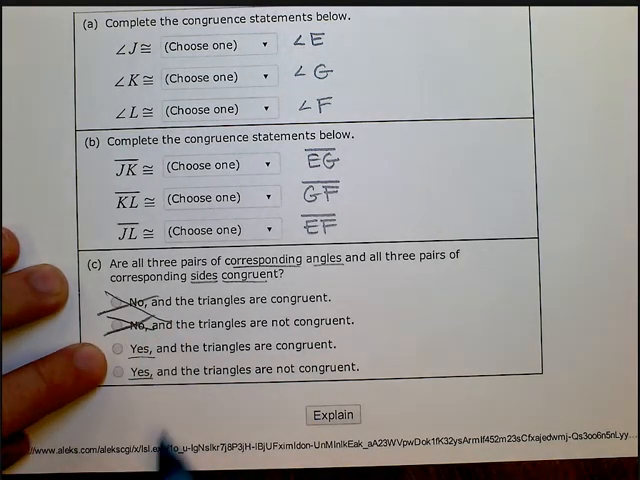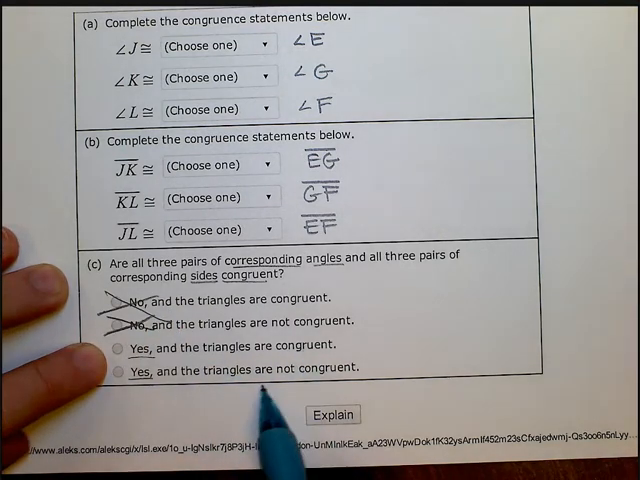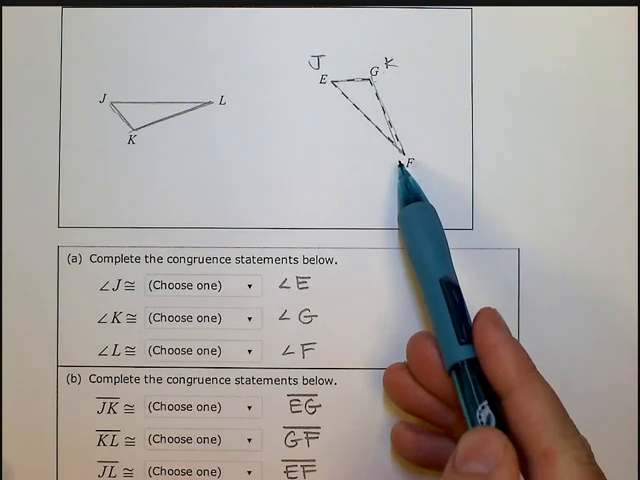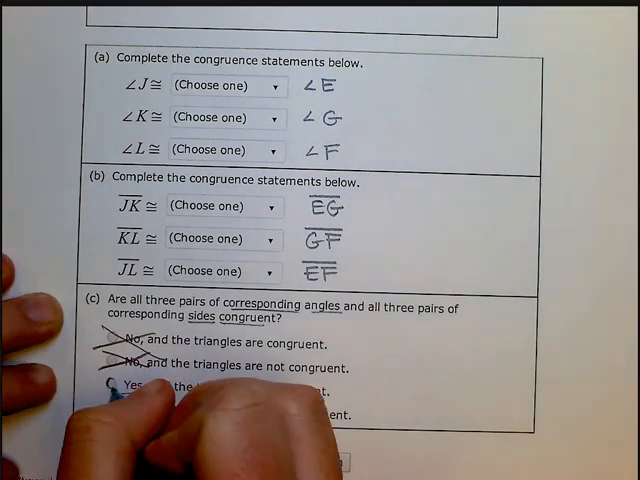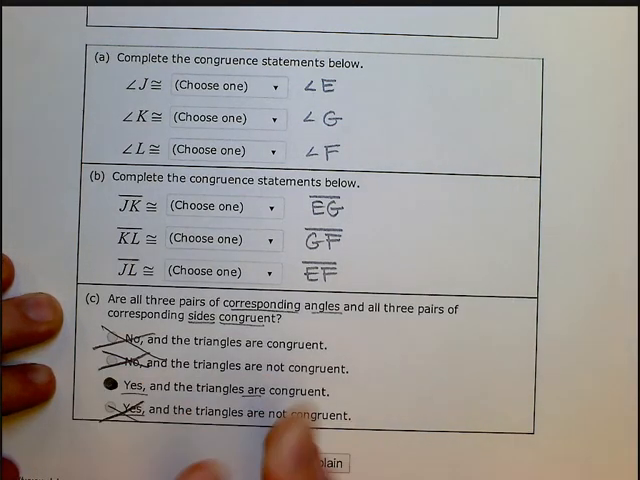But because each of them are congruent, does that mean our triangles are congruent or not? Well, we can see that they landed exactly on top of each other. So they are identical, so they are congruent. So I'm going to pick this third option in this case. Okay? And that's it.